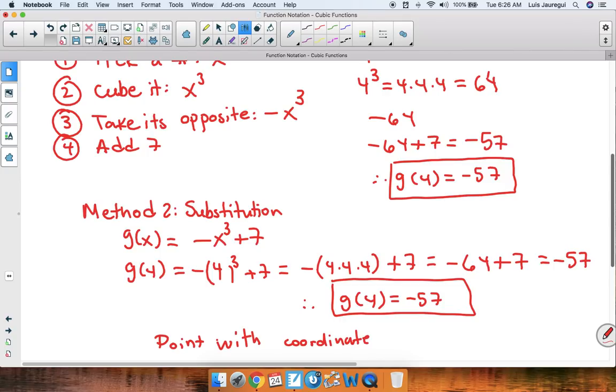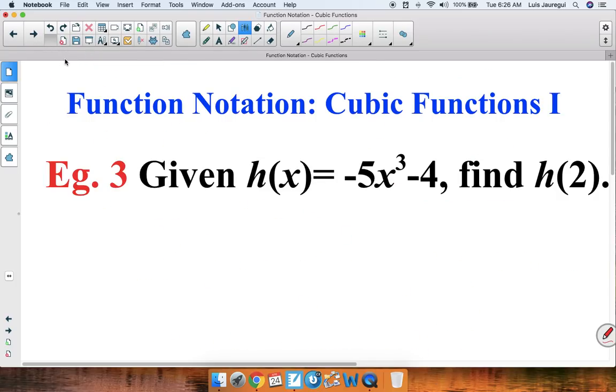And how do we know that? Well, we know that because the input or x value is 4 and the corresponding output or y value is negative 57. Let's see one last example here. Example 3. Given h of x is equal to negative 5 times x cubed minus 4, find h of 2. Once again, our input happens to be x. The corresponding output is negative 5 x cubed minus 4.